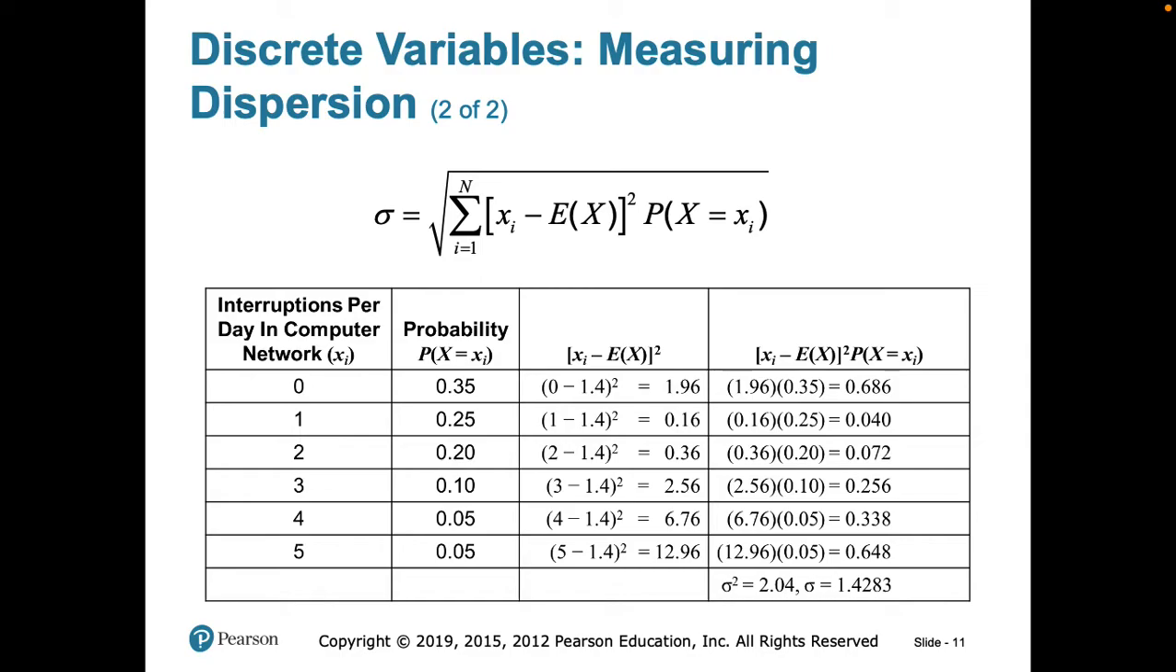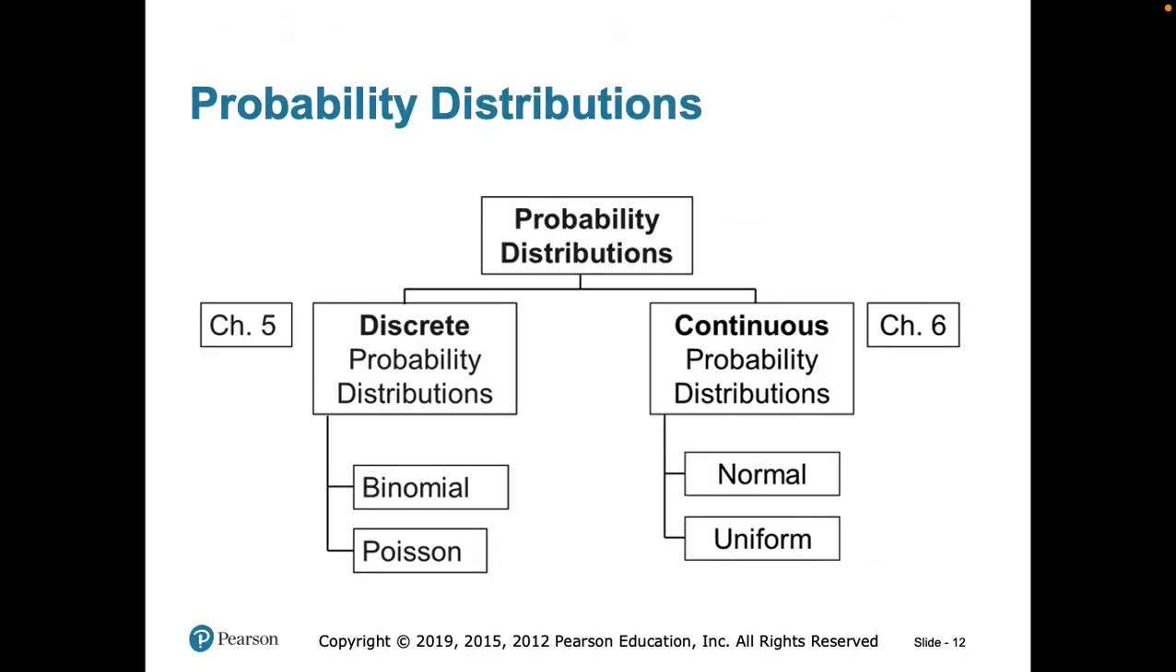And then you do the square root of 2.04, and that gives us 1.4283, and that will be our standard deviation. Again, remember, it looks like it's a very difficult formula, but once you know what steps to take, it's not that difficult.